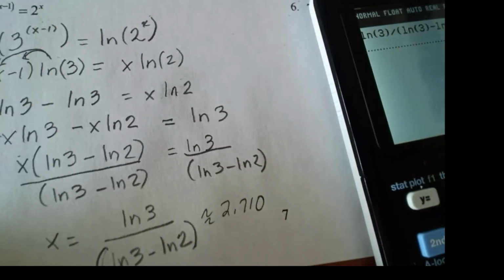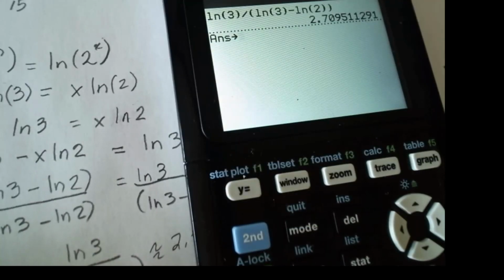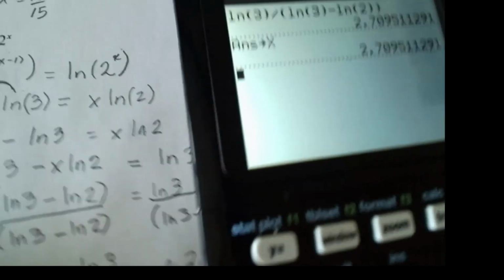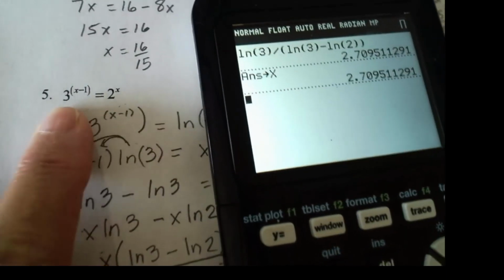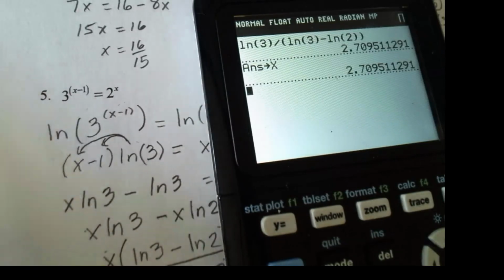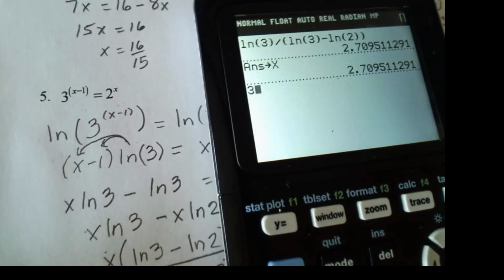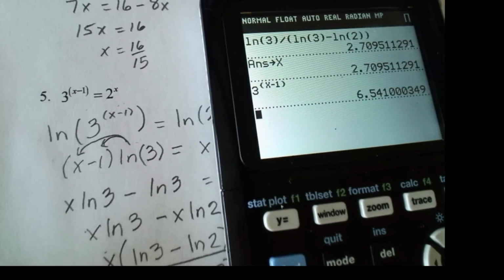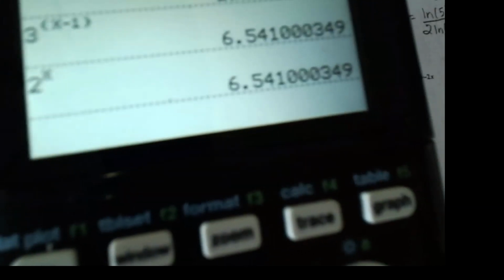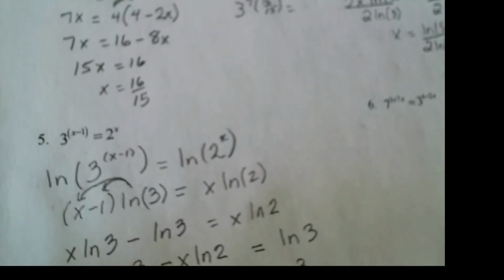Now again, I'm going to store my answer in x. Then I'm going to come over here and do both sides of this equation. So 3 to the x minus 1. Okay, I get that decimal, and then I'm going to do 2 to the x. And guess what? We get the same decimal on both sides of the equation, so that works. Okay, I hope that helps with these problems.